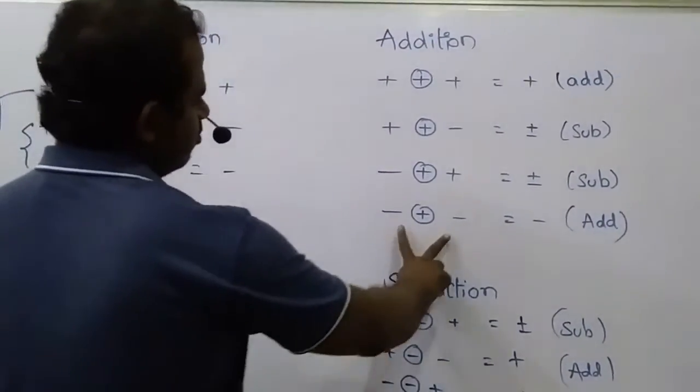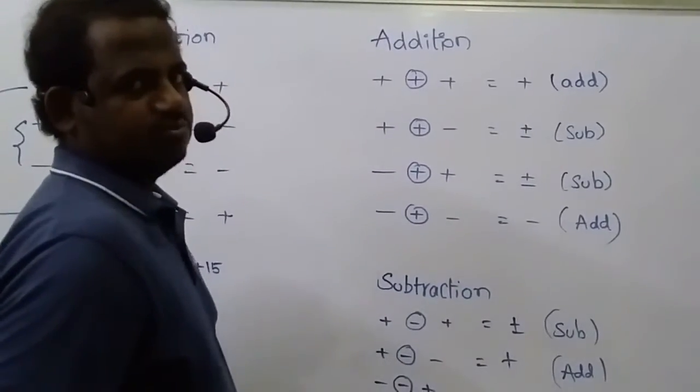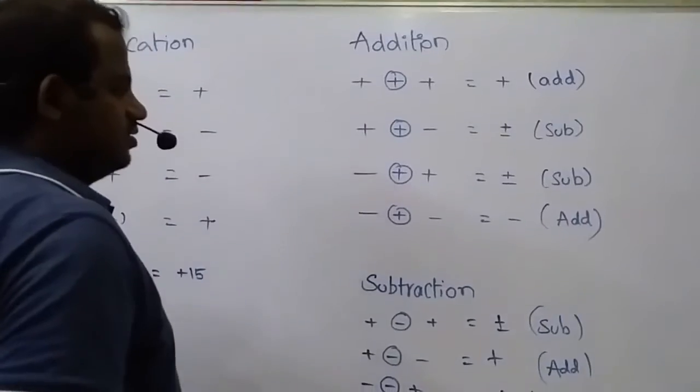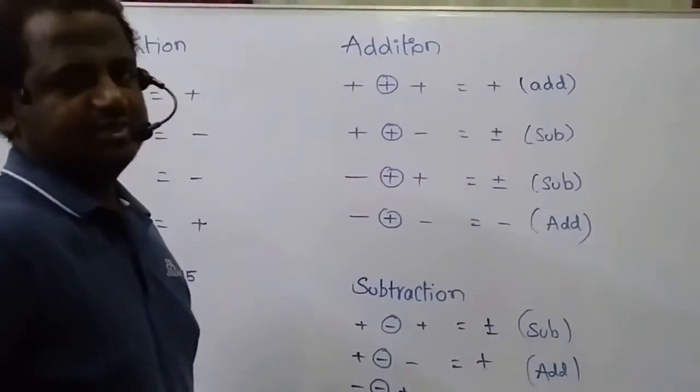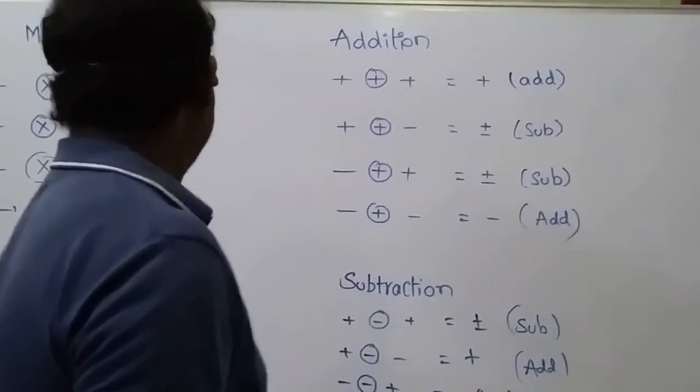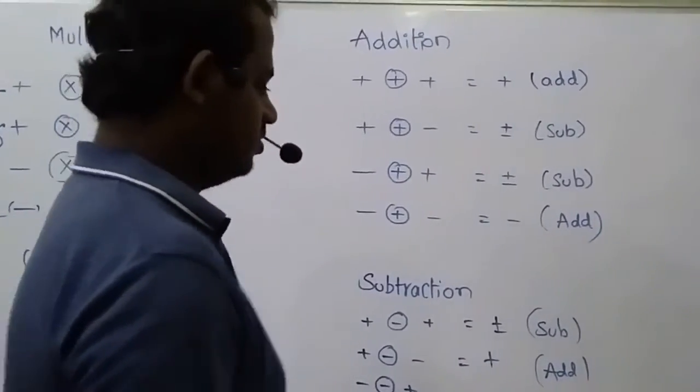If we are adding both negative numbers, first we have to add the numbers and put the minus symbol before the addition result. Okay, now I will take some examples, so you will get an understanding.